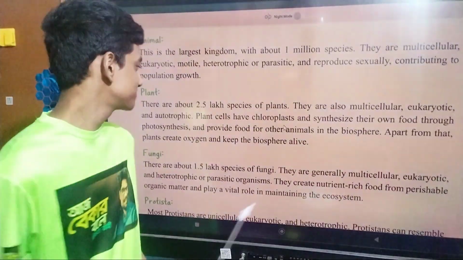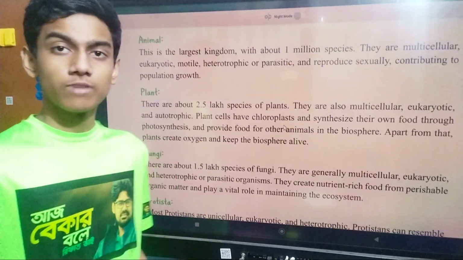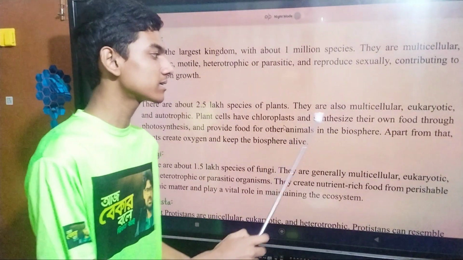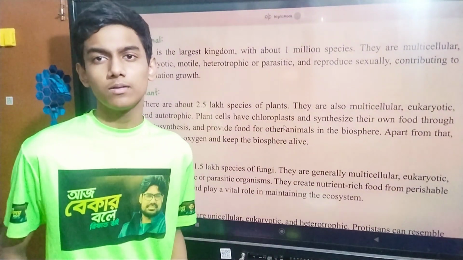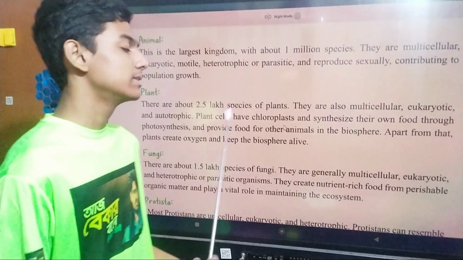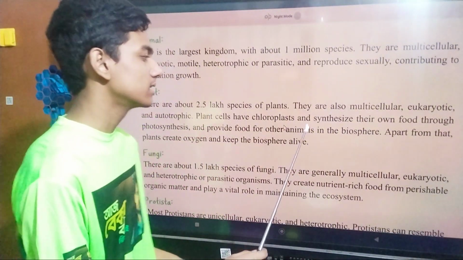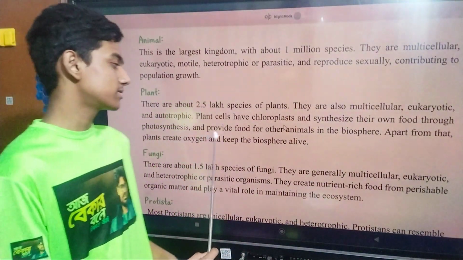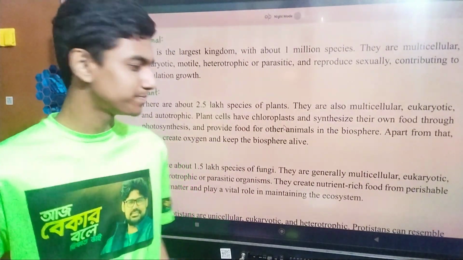The second one is plant. There are about 2.5 lakhs of species of plants in this world. They are multicellular, autotrophic, and eukaryotic. Their cells have chloroplast and synthesize their own food through photosynthesis, and they also provide food for other animals.